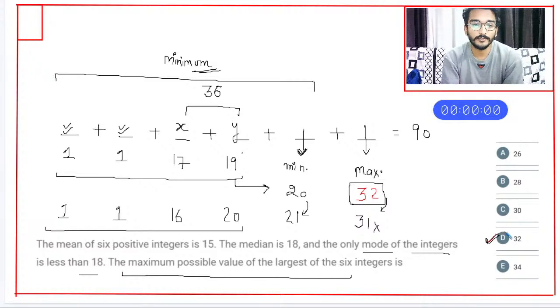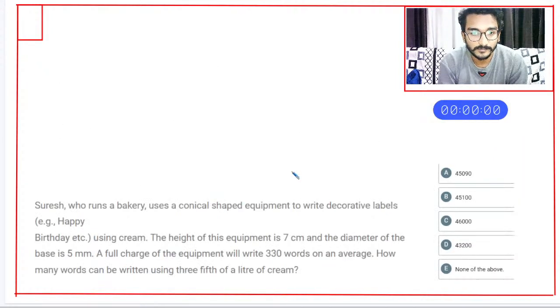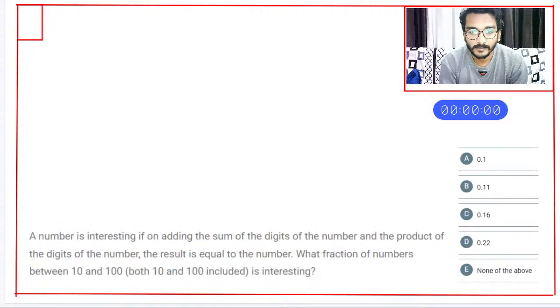I hope this question is clear to you. All right, moving to the next question now. Okay, try this question. Giving you some time for this one.